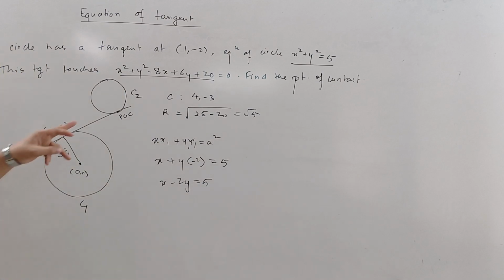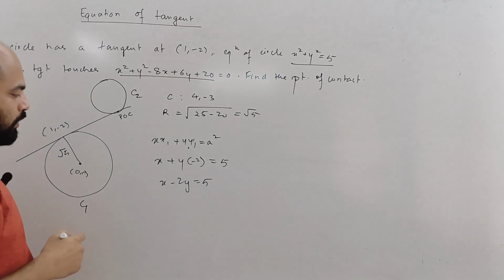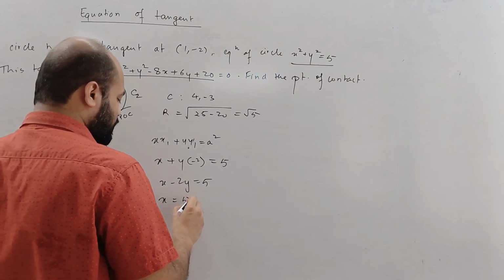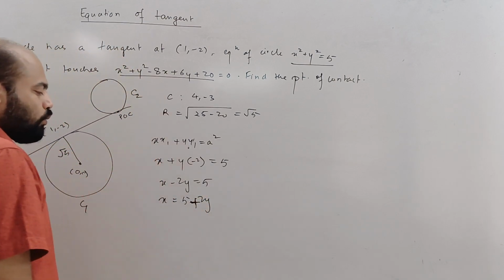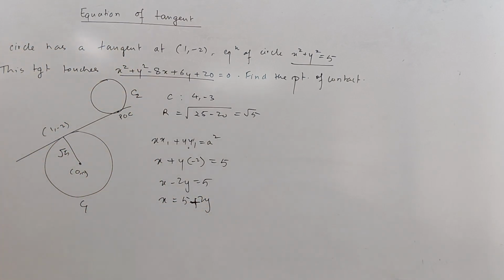Now we have to find this point of contact. So that means somehow we should be able to link up the equation of this circle and this tangent and then solve them together. So one information that I get from here is x is 5 plus 2y. Now what I can do is I can put this x over here in this equation and we'll try to find out what this gives.